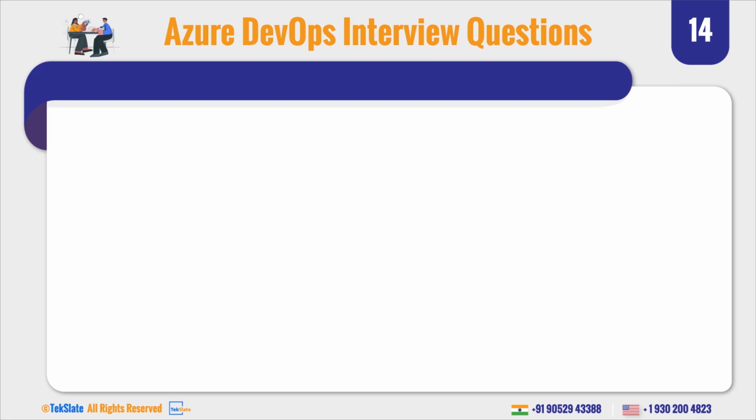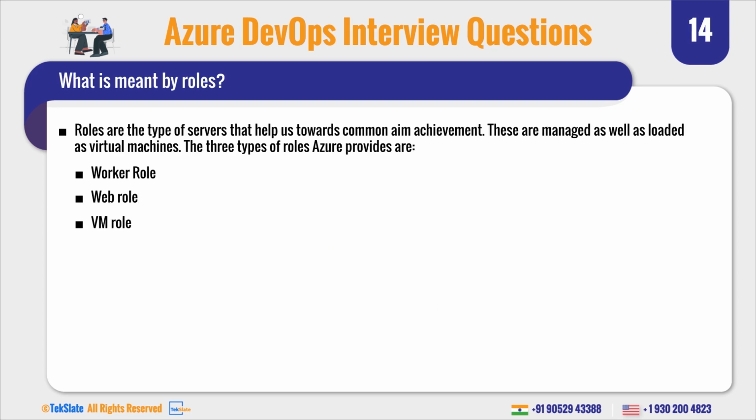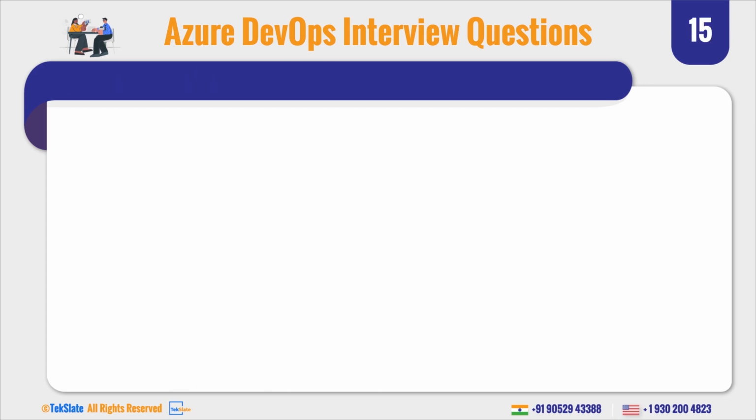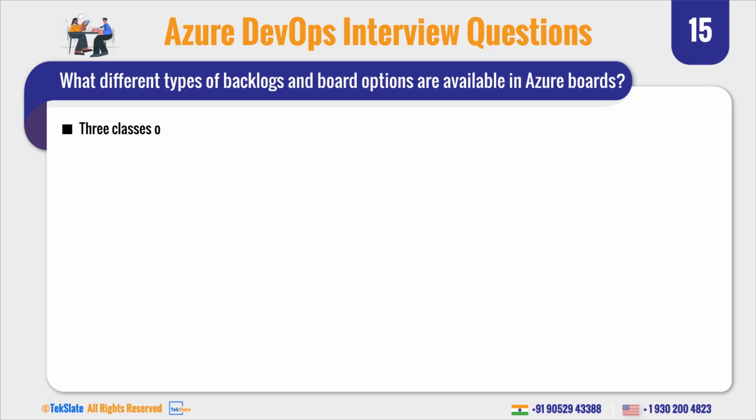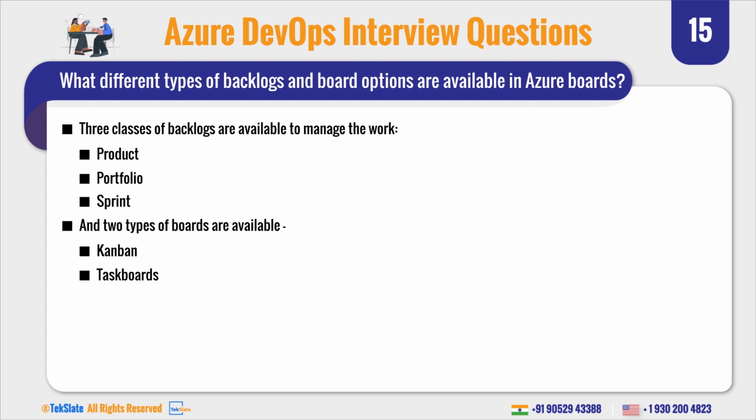The next important question is, what do you mean by roles? Roles are the types of servers that help us towards common aim achievement. These are managed as well as loaded as virtual machines. If you talk about the types of roles, here you have worker role, web role, and VM role. The next question is, what are the different types of backlogs and board options that are available in Azure Boards? The three classes of backlogs that are available in Azure are product, portfolio, and sprint. And there are two types of boards which are available, such as Kanban and task board.